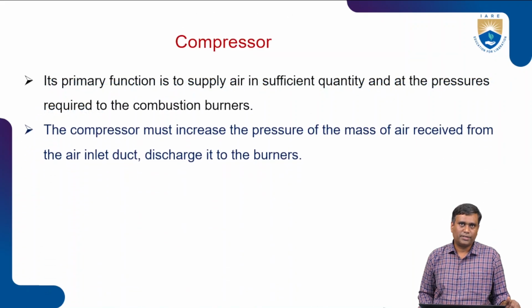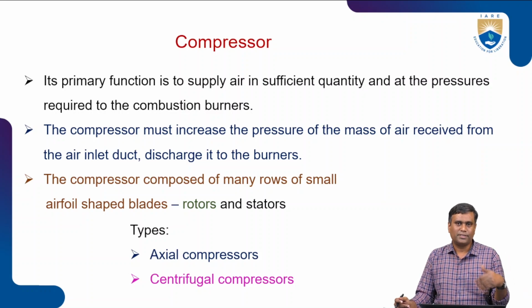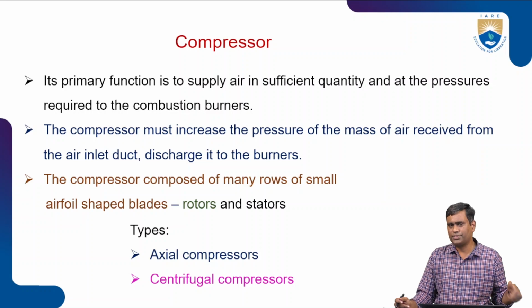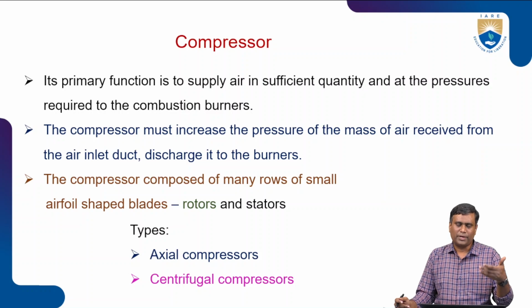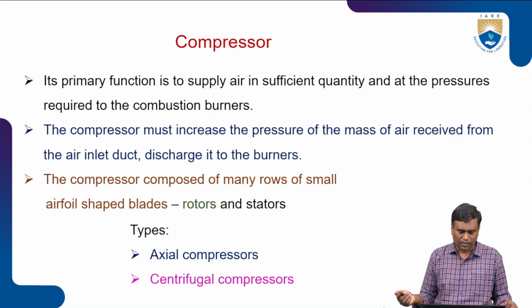And the next component in the turbojet engine is the compressor. The primary function of the compressor is to raise the pressure, that is, to compress the air received from the inlet, and then send it in an appropriate way to the combustion chamber, that is, preparing the air for better combustion or efficient combustion, so that the engine might give more thrust or more power, right?